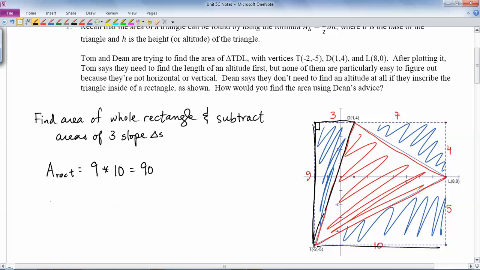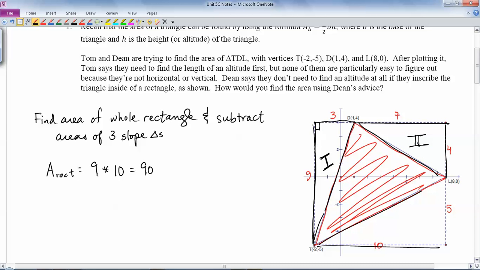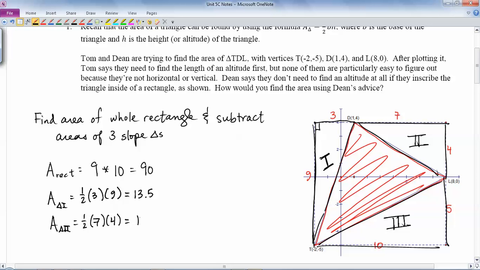And then I'll number these triangles. So let's call this one triangle 1. I'll use Roman numerals here. So this one over here, I'll call triangle 2. Let me get rid of the blue. And then this one right here, we'll call triangle 3. So the area of triangle 1 is going to be 1/2 the base 3 times the height 9. So that's half of 27, which is 13.5. The area of triangle 2 is going to be 1/2 base times height. So that's 1/2 times 7 times 4. Half of 28 is 14.